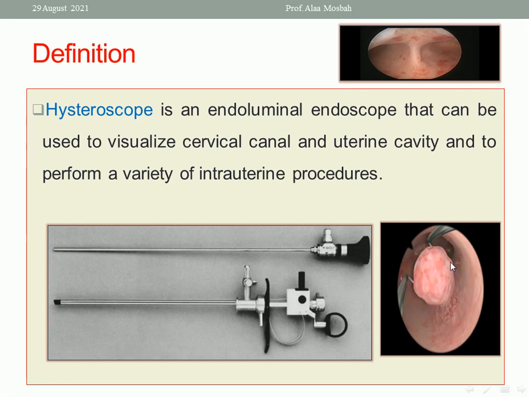And this is considered the gold standard for diagnosis of intracavitary lesion, like polyp, like septum, as in this picture, uterine septum, or polyp, or fibroid, or adhesions. So the aim of hysteroscope is to visualize the uterine cavity and diagnose any intracavitary lesion.